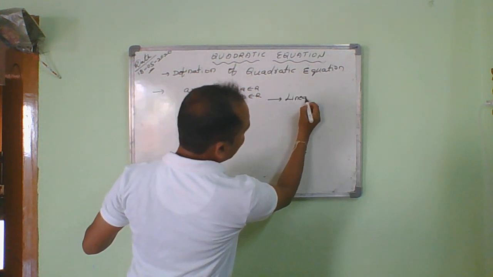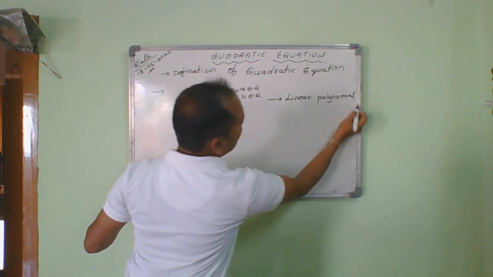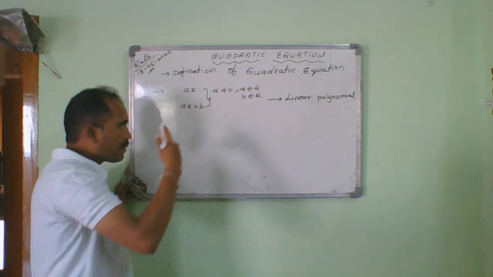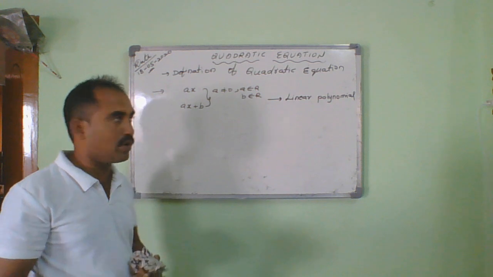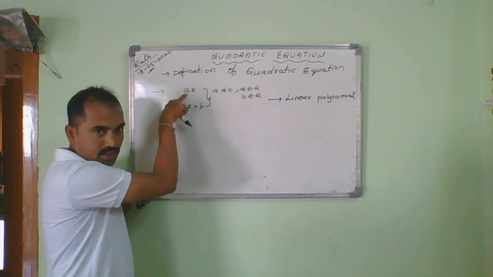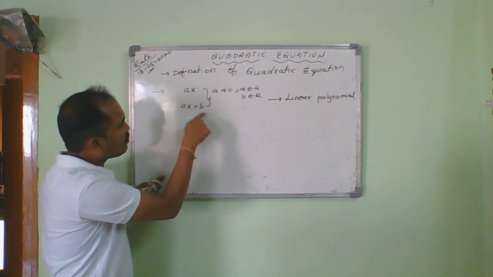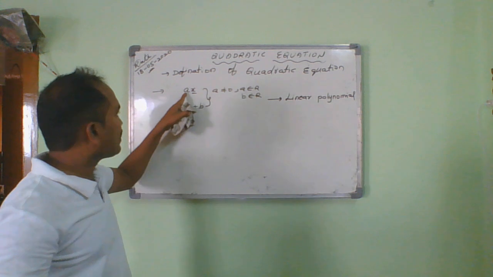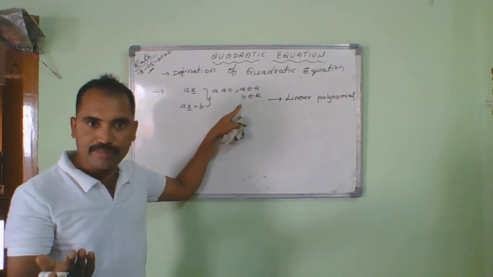Why do you consider it a linear polynomial? Because the highest power of the variable is equal to 1, so that polynomial is considered a linear polynomial. Where do you have the highest power of the variable? Will you consider the power of a? No, because the variable is x here and also x here. So don't confuse that. a is not a variable, only x is a variable. I already gave that a and b are real numbers, right?